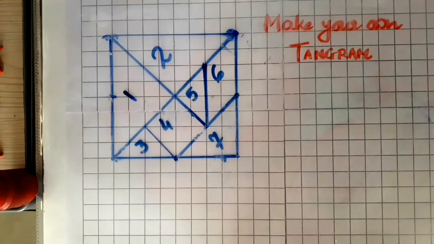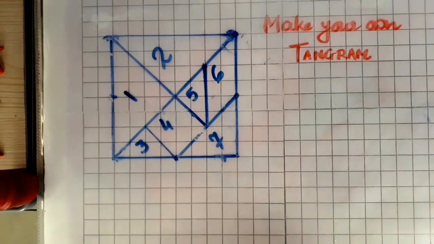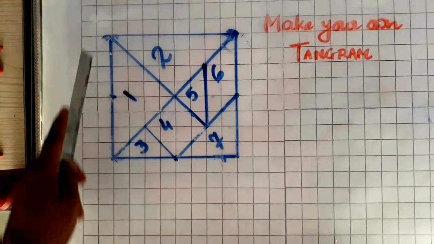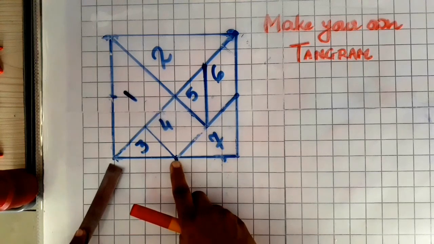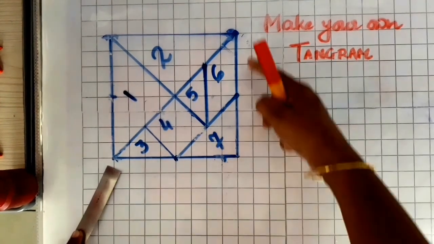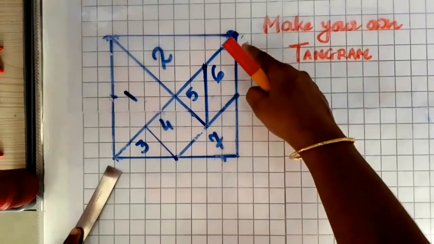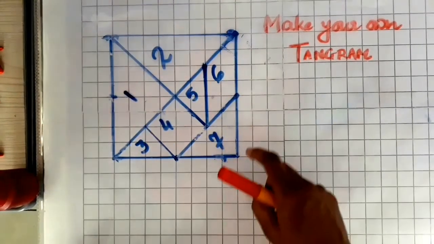Now let us make a few sea creatures using tangram. So before making sea creatures, you should know how to make a tangram of your own. Here you can see the figure given. Either you can use square paper or use graph sheet to make it. Now this is a square of 8 by 8. You can see this is 4 and this is 4, 4 plus 4, 8. So this is a square of 8 by 8, right?